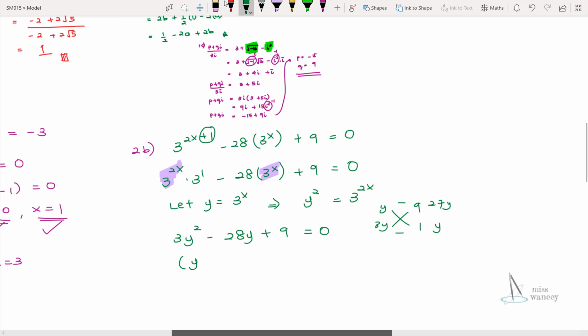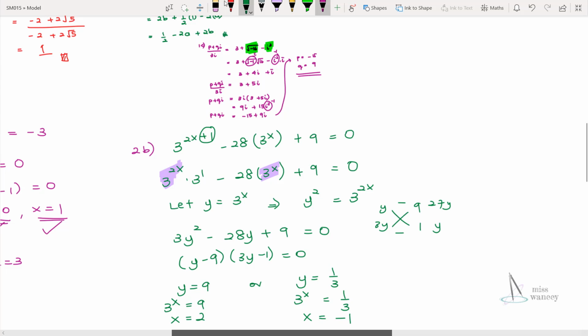So we got (y - 9)(3y - 1) equal to 0. So y equal to 9 or y is equal to 1 over 3. Okay, so substitute back. 3 to the power of x is equal to 9 or 3 to the power of x is equal to 1 over 3. So in this case, x will be equal to 2. In this case, x will be equal to negative 1.